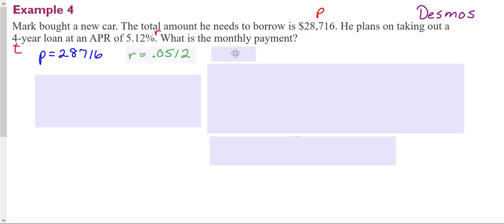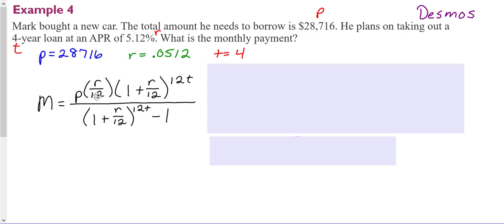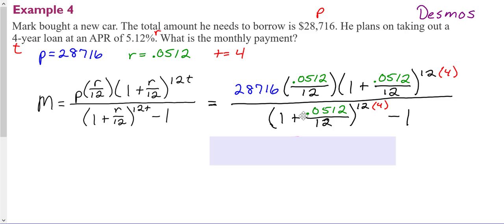So I list out my variables, P, R, and T. I write down my formula, and then I fill in my formula. And as you can see, the formulas are getting bigger, and they look bigger. And we have a final answer of $662.87.